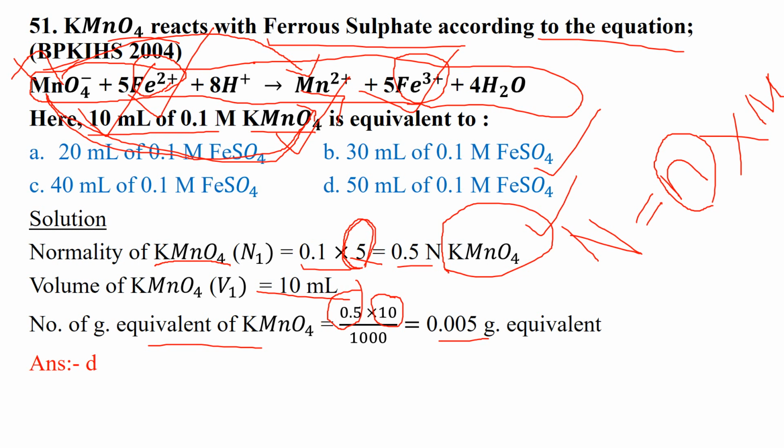Now we have to look for the option containing ferrous sulfate having 0.005 gram equivalent. So option D, 50 ml of 0.1 molar FeSO4, is equivalent to 0.005 gram equivalent. How? In case of ferrous sulfate, we have to convert this 0.1 molarity into normality. What is the change in oxidation number? +2 to +3, that is simply 1. So for ferrous sulfate, 0.1 molarity is equal to 0.1 normality. Then 0.1 into 50 by 1000 is equal to 0.005 gram equivalent. So answer D is correct.